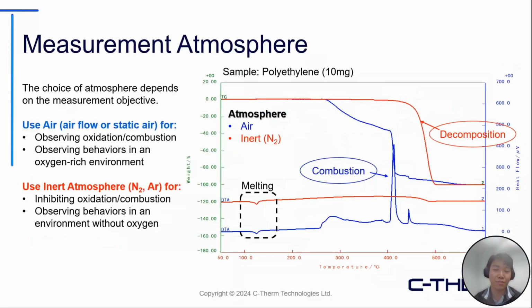And lastly, the choice of your measurement atmosphere depends on the type of reaction that you would like to see from a sample. If you would like to see how the sample behaves under an atmosphere with oxygen, or you'd like to observe the combustion or oxidation of your sample, you would want to use some airflow or static air in your measurement. And if you want to see how your sample would behave in an inert atmosphere, you might want to use a flow of inert gas such as nitrogen or argon in order to observe such reactions.